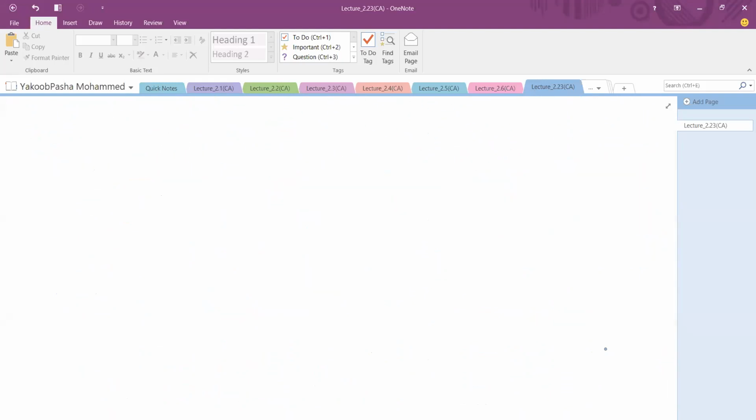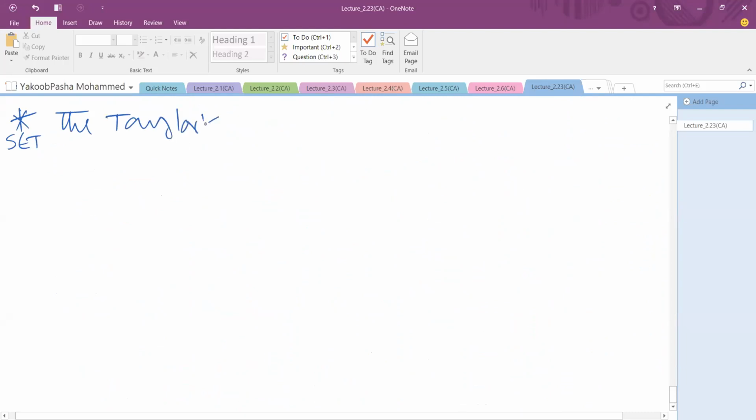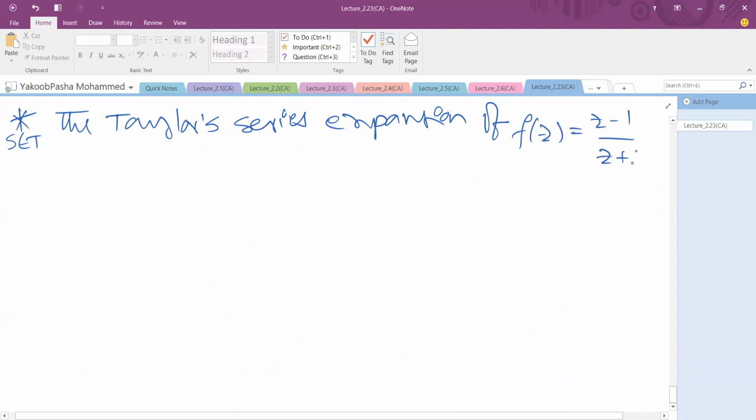Next I am taking a Taylor series expansion of, it is also a set question, the Taylor's series expansion of f of z is equal to z minus 1 divided by z plus 1 about the point z is equal to 1 is.